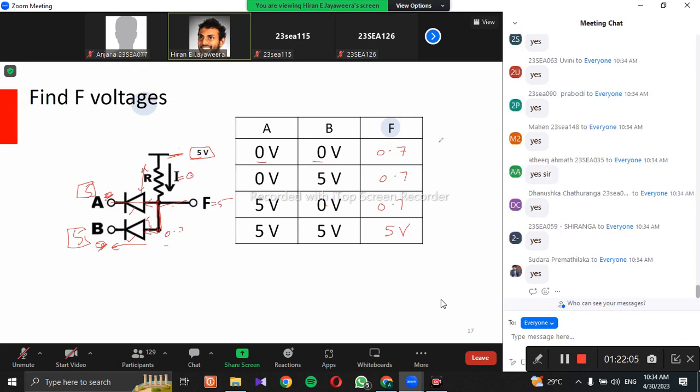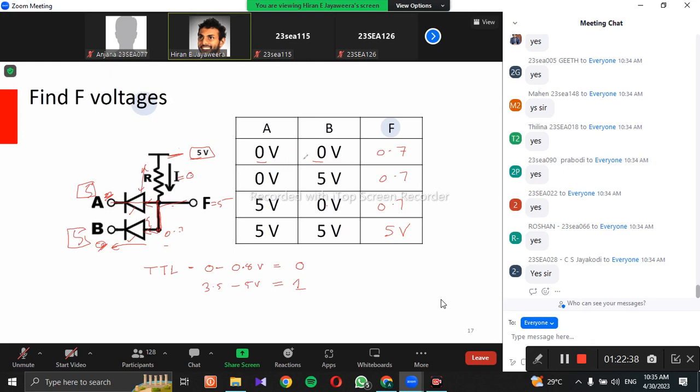Right. Now remember that in digital electronics, for sure, you will learn this one. In digital electronics, we have something called TTL logic, transistor logic. Any voltage between 0 to 0.8 volts, we consider as logic 0. And any voltage between 3.5 volts to 5 volts, we consider as logic 1, right? So you can consider this as a truth table.